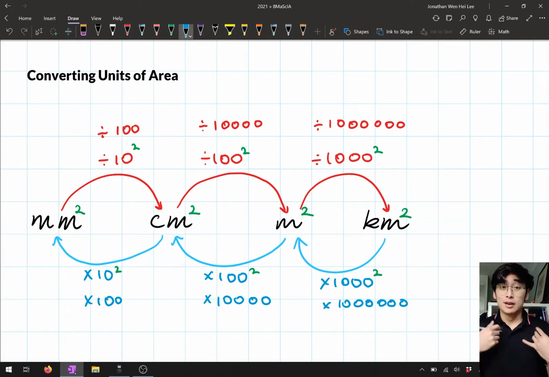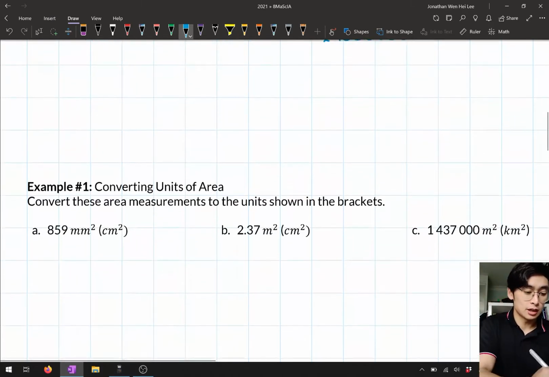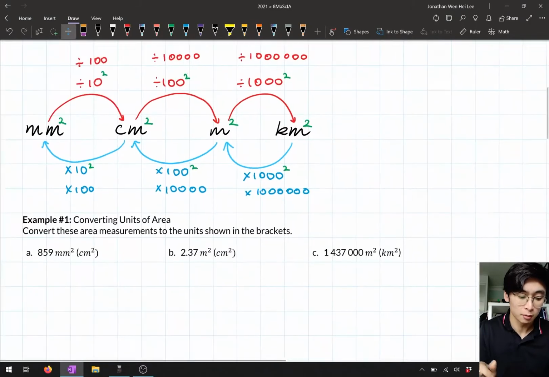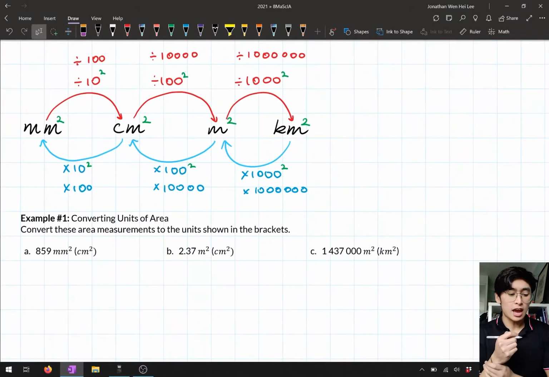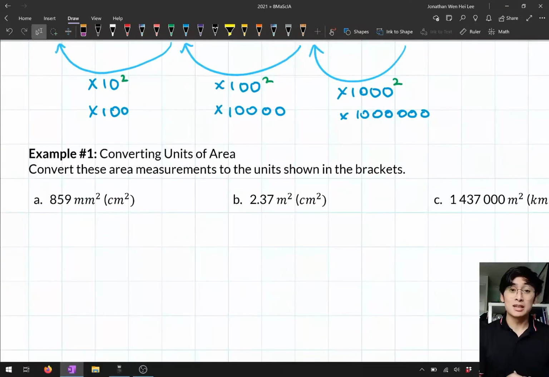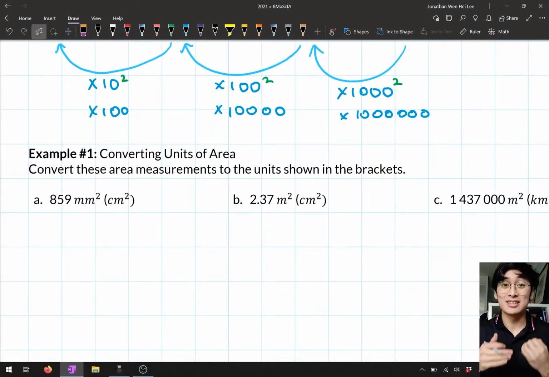Okay, so let's have a go at a couple of examples of converting between units of area. Example number 1. I'm going to move this up so that we can have this diagram available for us. Convert these area measurements to the units shown in the bracket. We want to convert our measurements from the units we're starting with to the units in the bracket. Let's start with the first one: 859 millimeters squared, and we want that in centimeters squared.